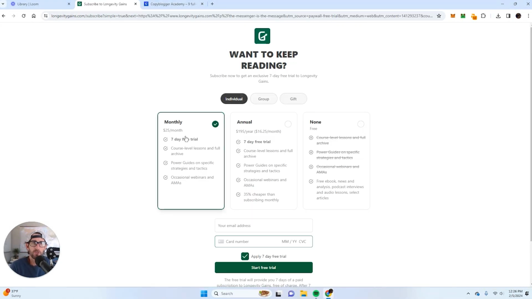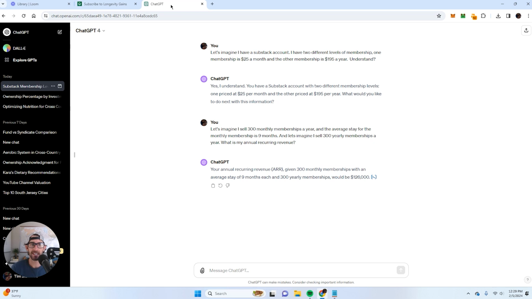So let's just do a little bit of math. I'm cheating. I'm using ChatGPT to do the math for me. But let's play out a reasonable scenario. So I asked, let's imagine I have a Substack account. I have two different levels of membership. One membership is $25 a month, and the other membership is $195 a year. Understand? GPT says, yes, I understand.